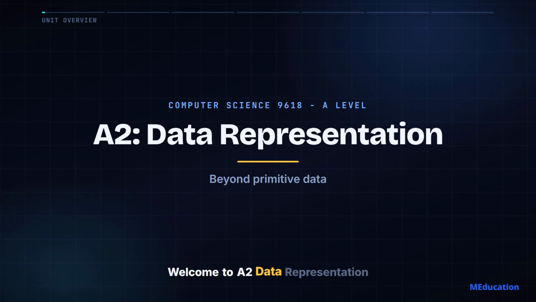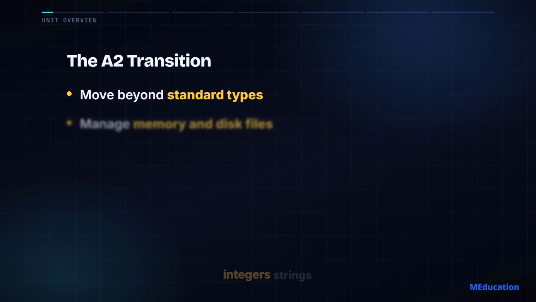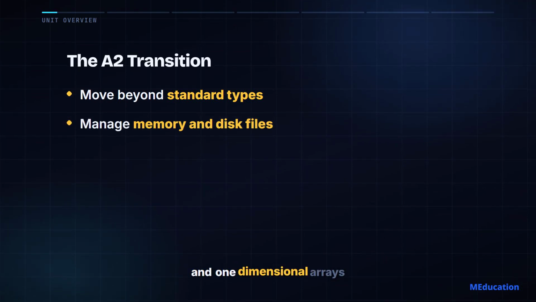Welcome to A2 Data Representation. At AS level, you built programs using basic integers, strings, and one-dimensional arrays. But real-world software is infinitely more complex.